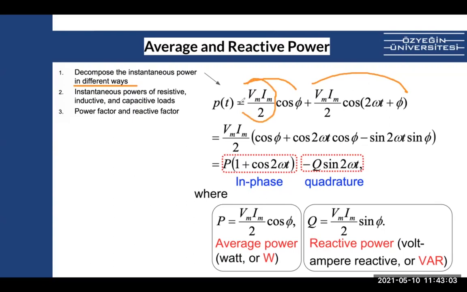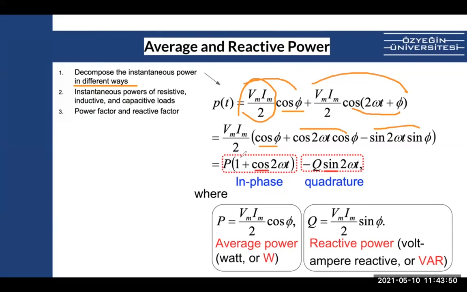Taking this Vm Im over 2 to the outside and putting them in parentheses, so cos phi, and we write this 2 omega t plus phase difference. We basically separate into cos minus sin, and we rewrite that. And now you can actually have these new terms called in phase and quadrature. Why is it in phase and quadrature? Because we put some terms with the cos and we put some terms with the sine together.